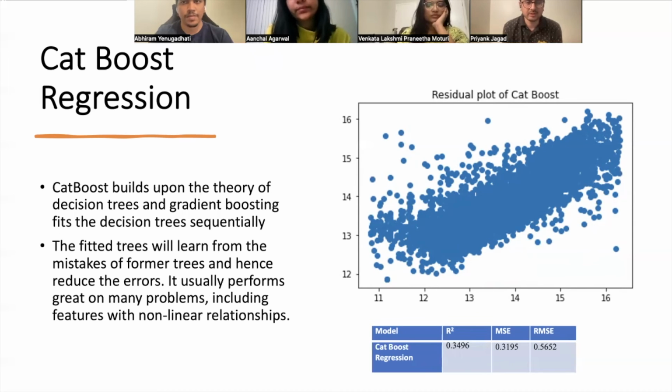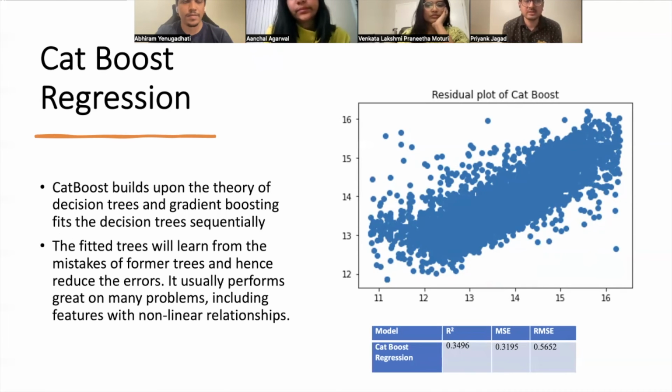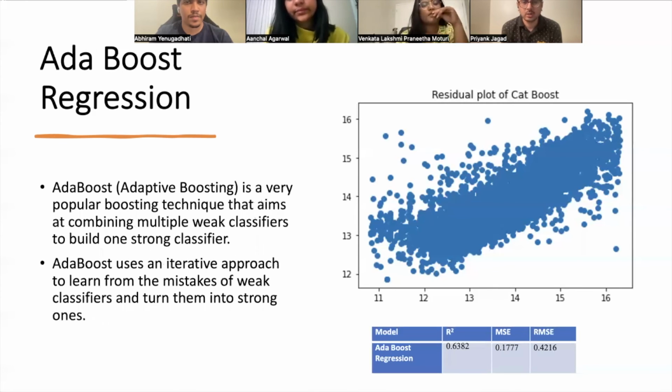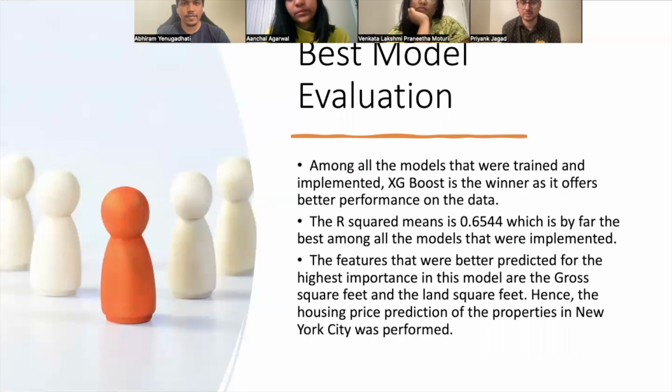We have implemented three models of boosting. First is CatBoost, second AdaBoost, and third is XGBoost. CatBoost uses decision trees as their learning parameters, and we achieved an R2 score of 35%. Then we gradually improved it using AdaBoost, and we got 63% accuracy. XGBoost is also a boosting algorithm, but it has a penalty term which helps to reduce overfitting on the data set. The best accuracy is achieved on the XGBoost, which is 65%.